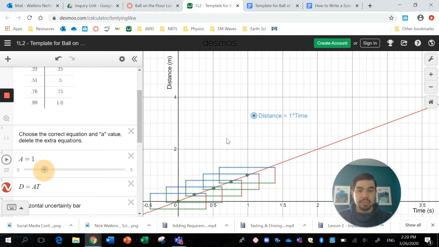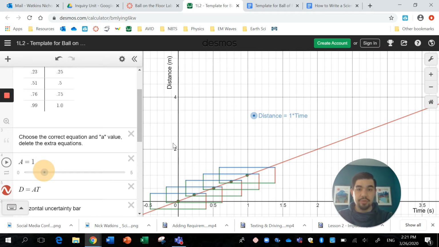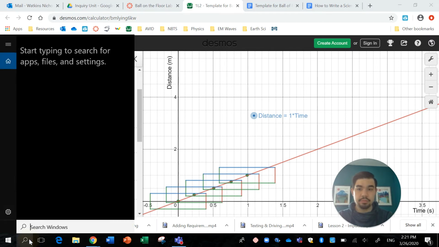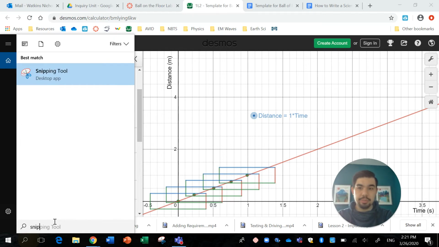All right, so in this case, we've got all this. We have our graph. What we want to do is take a screenshot of this so we have evidence that we can put into our lab report. If you remember how to take a screenshot, the easiest way, if you've not already done this, is to go to the search icon and type snip or snipping tool, kind of like scissors.